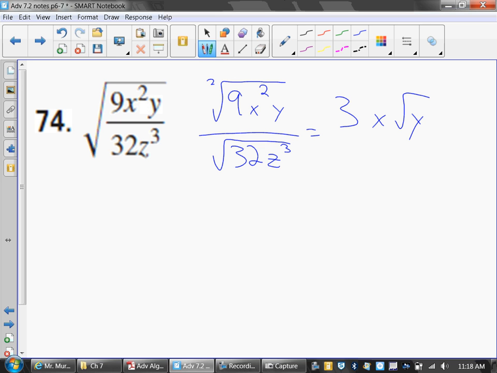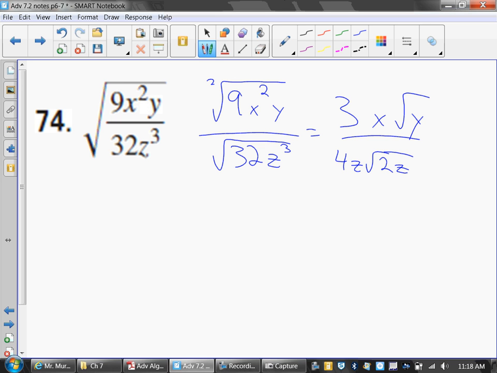Now, in the denominator, square root of 32. What's the largest perfect square that goes into 32? 16. So that's 4 root 2. 2 goes into 3 how many times? 1. So how many are left over? 1. So you take 1z out, and you leave 1 in. You agree on that? Square root of 32 is 4 root 2.